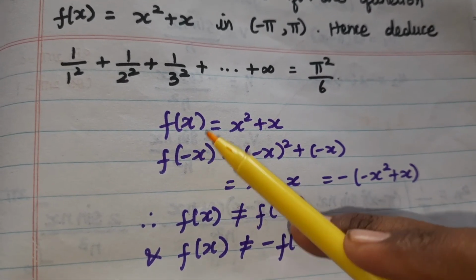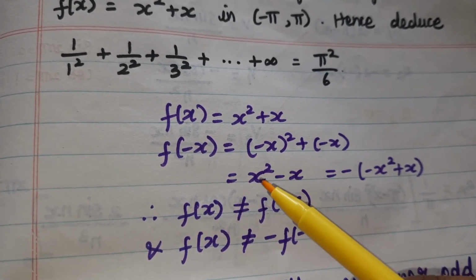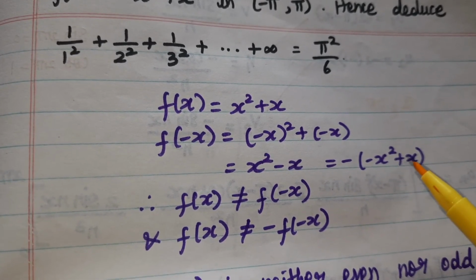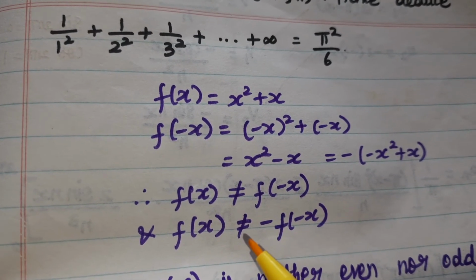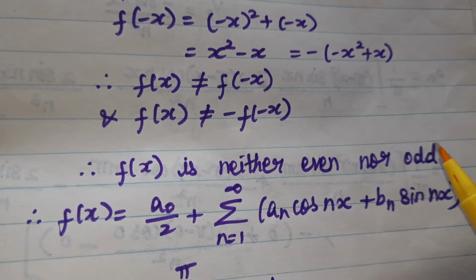So here substitute x is equal to minus x. Therefore minus x whole square plus minus x. Therefore x square minus x. If we take minus as common, again it is minus of x square plus x. Therefore f of x is not equal to f of minus x and f of x is not equal to minus of f of minus x. Therefore f of x is neither even nor odd.